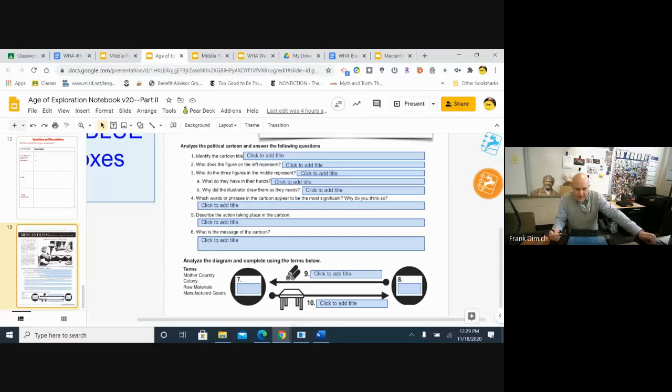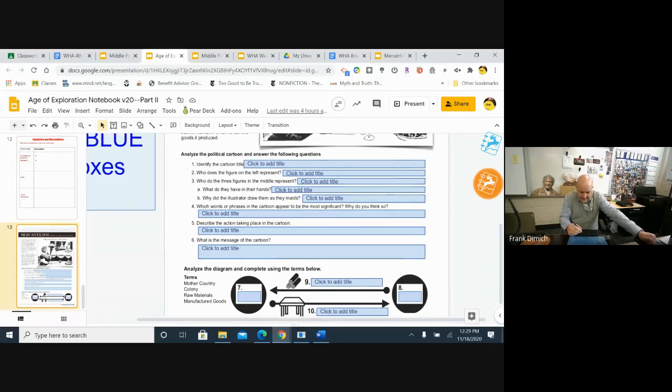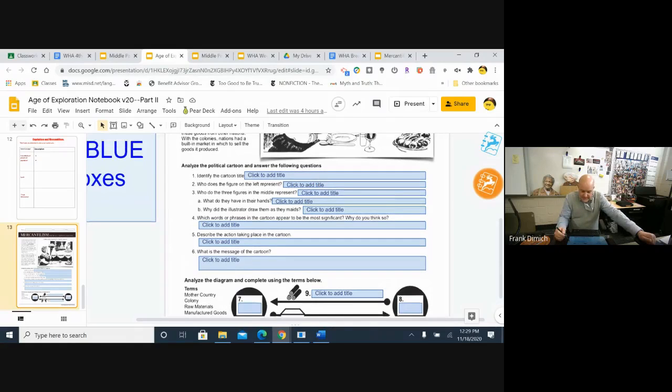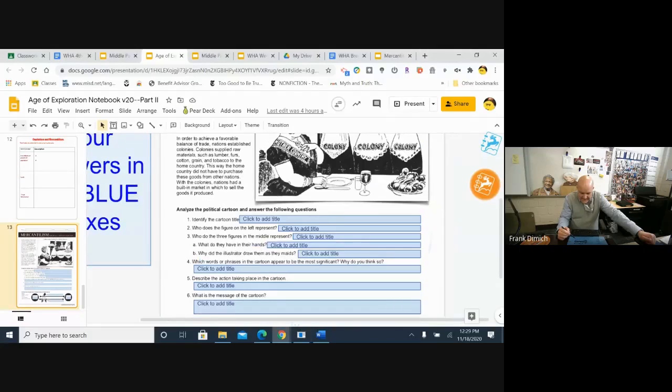It's what goes to the mother country, what goes to the colony. Again, we know the raw material goes to the colony or to the mother country and comes back as finished product. Okay, and the table being the finished product, the log being the raw material. And then you're looking at what's the action taking place, and back to the cartoon, what's the action taking place?